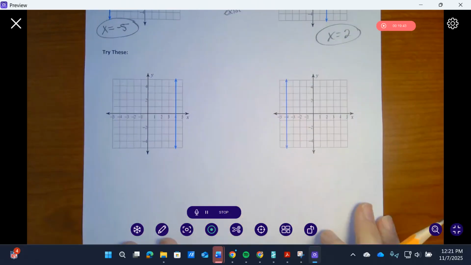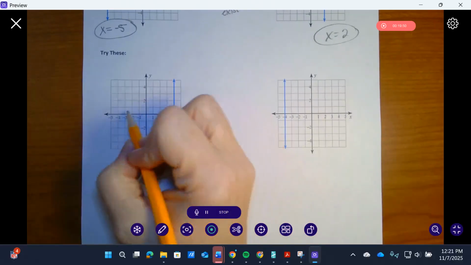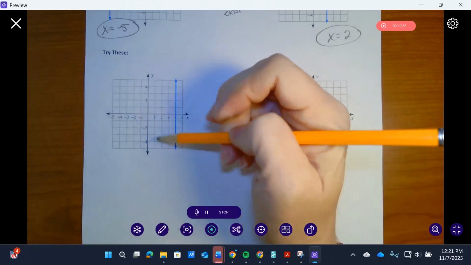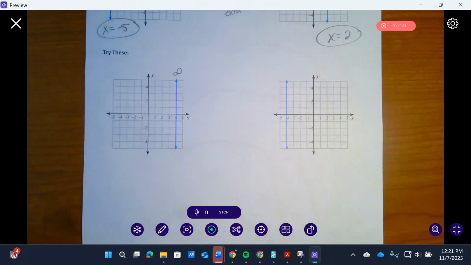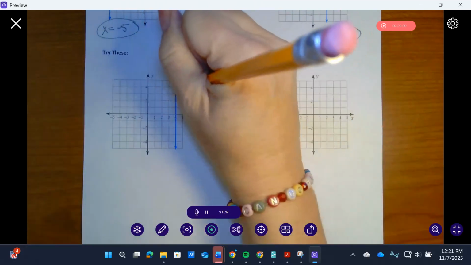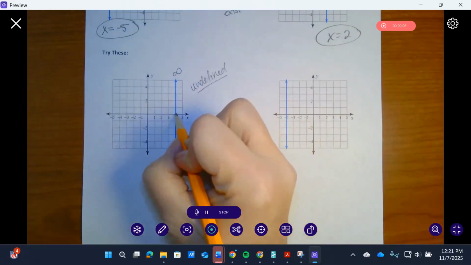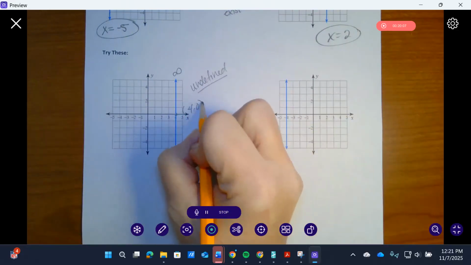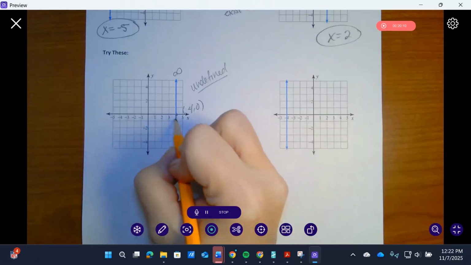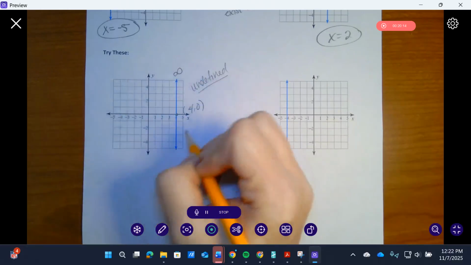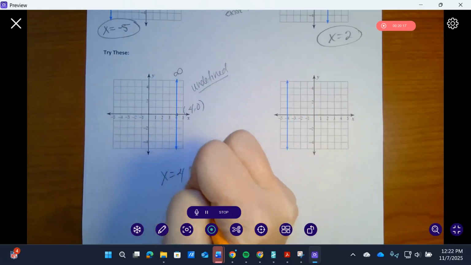Okay, let's pause the video, try a couple of these, come back, and you can check your answers. Okay, we're back. Here I have no y-intercept. We're not crossing the y-axis at all. Vertical line, infinitely steep, undefined slope. Okay, this point right here is 4, 0. 4, 0; 4, negative 1; 4, negative 5; 4, 1; 4, 5. These all have x equal 4. There's my equation.